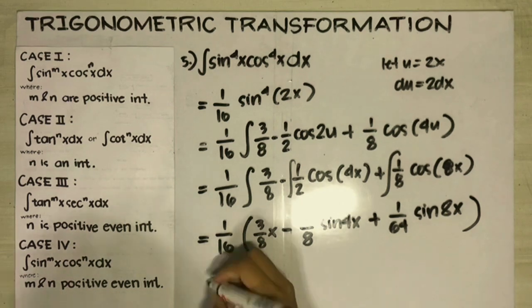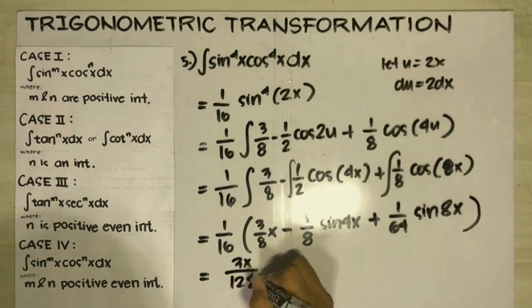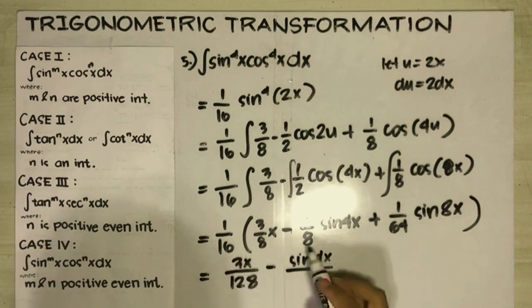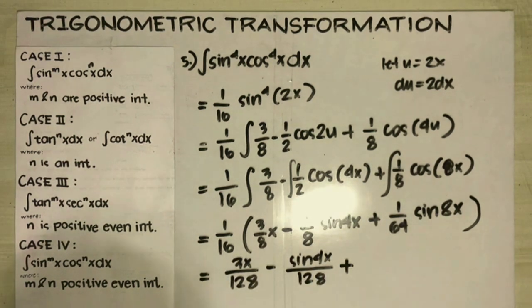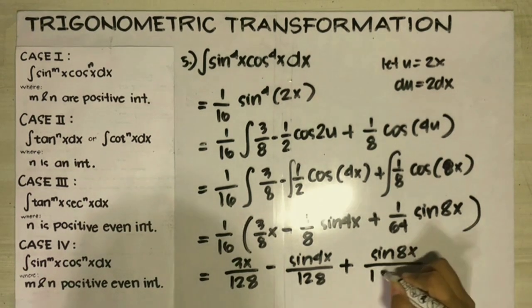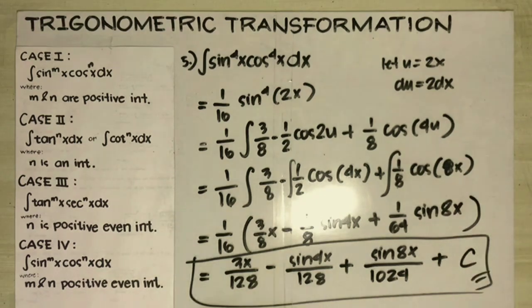And now, let's multiply by 16. So our final answer is 3x all over 128 minus sine 4x all over 128 plus sine 8x all over 1024 plus c.